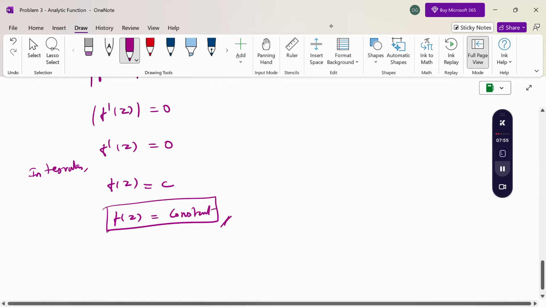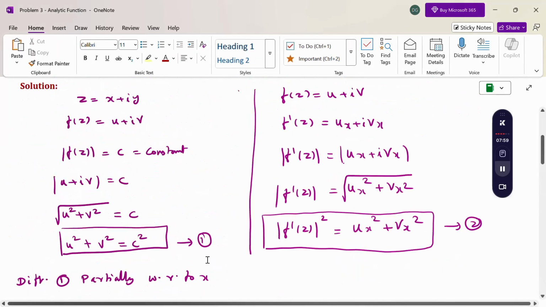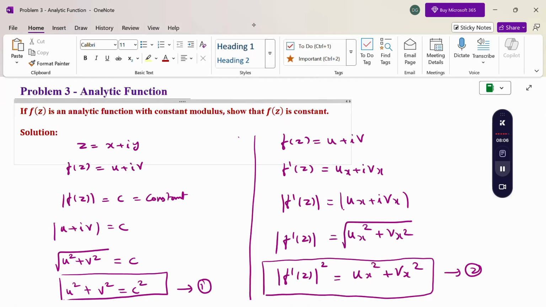So what was the problem? Given that the modulus of f of z is constant, show that f of z is also constant. Now f of z is also constant.